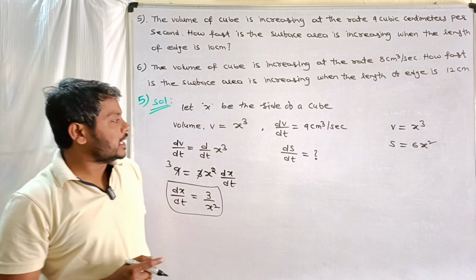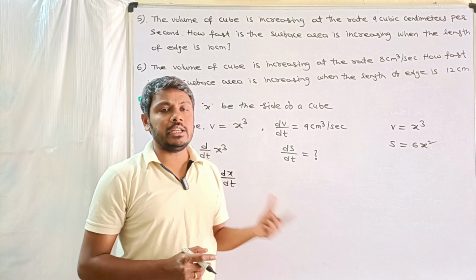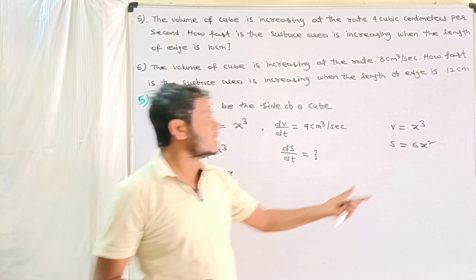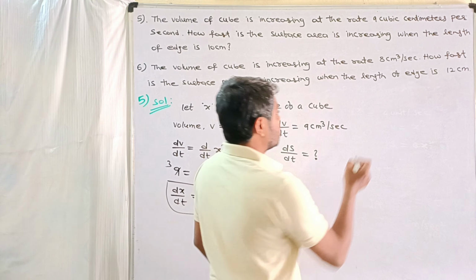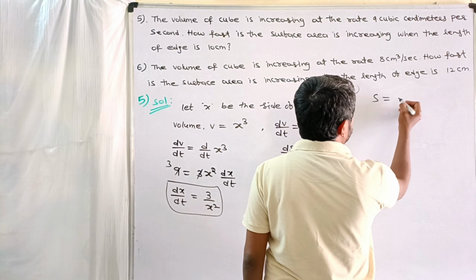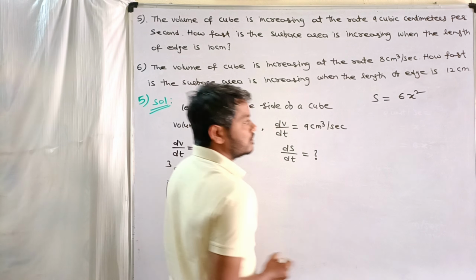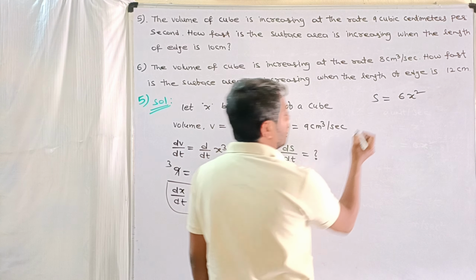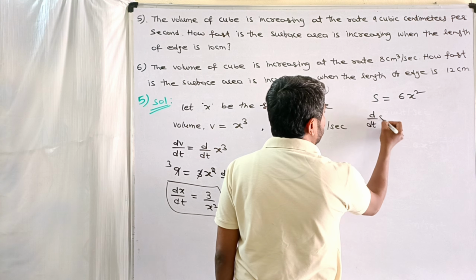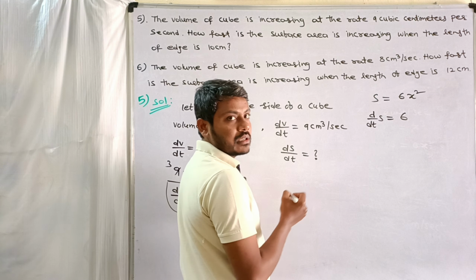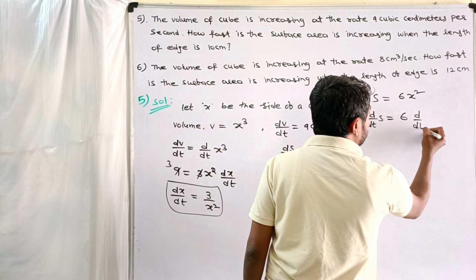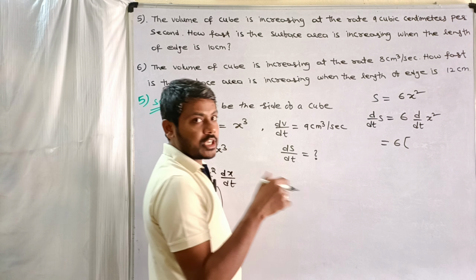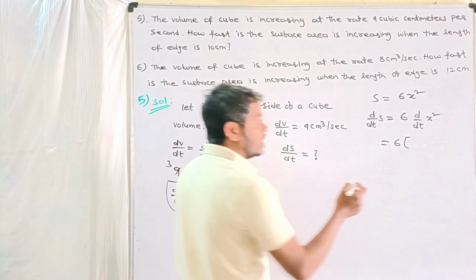Okay. But here you need to find what? dS by dt. So here we know that the surface area of a cube is 6x square. So S is equal to surface area, 6x square. We need to find dS by dt. So we differentiate with respect to t. That is d by dt of S, constant 6 as it is, and d by dt of x square. So it is equal to 6 into derivative of x power n, again n into x power n minus 1.